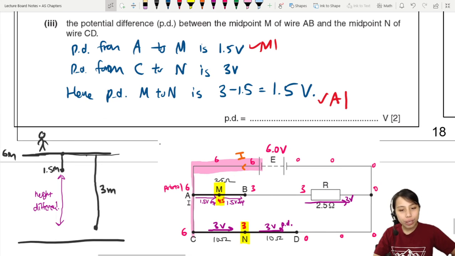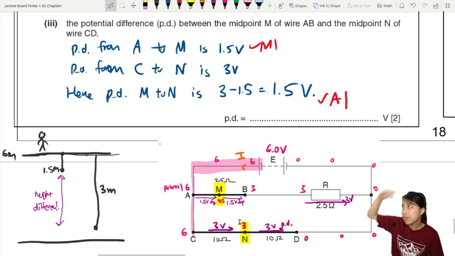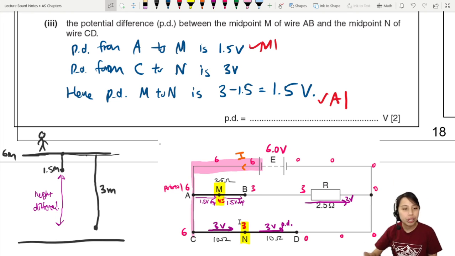From very high, you drop down. From very high, you drop down. What's the height difference? It depends on how much you drop. Okay? So keep that analogy in mind. High to low, potential and potential difference are different things.